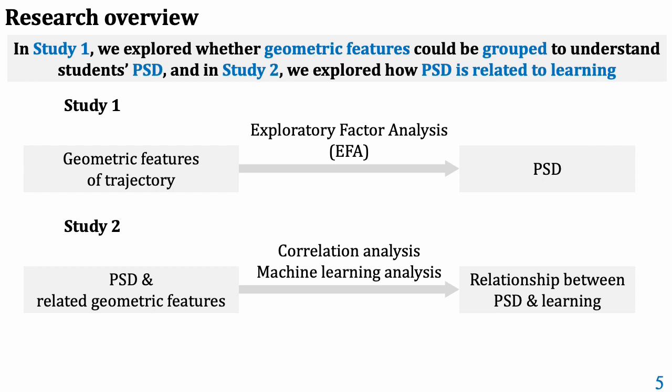For Study 1, we collected geometric features of trajectory related to PSD in the decision-making context. Then we performed exploratory factor analysis to derive the PSD that can be observed in the educational context as a factor. And for each factor, the psychological meaning in the educational context was interpreted referring to the existing literature. For Study 2, we investigated how the derived PSD was related to 2 aspects of learning, guessing behavior and learning achievement. For this purpose, correlation analysis and machine learning were performed.